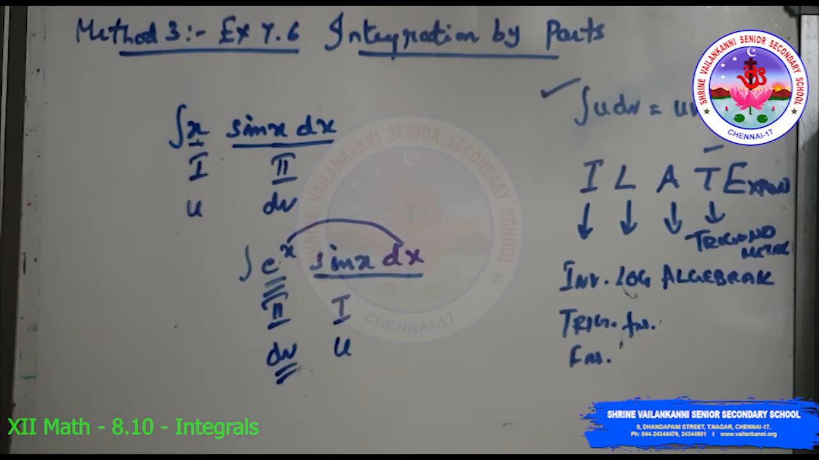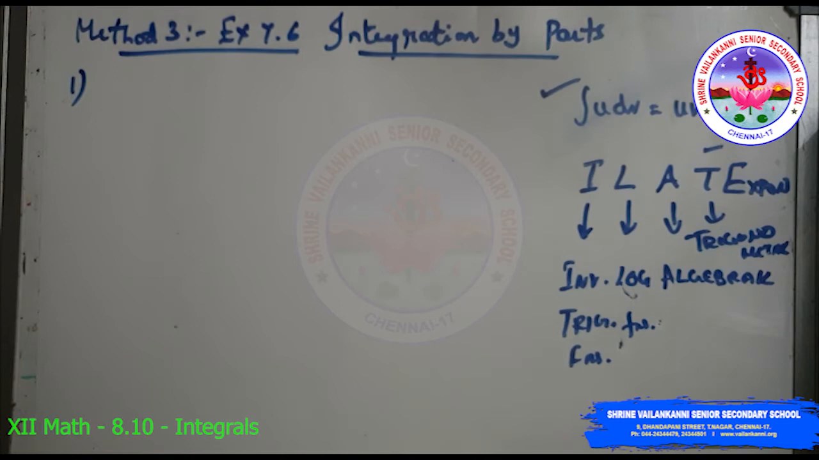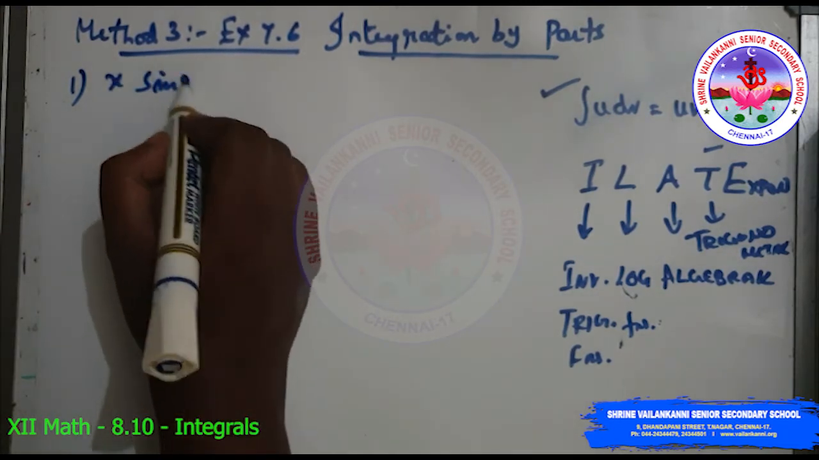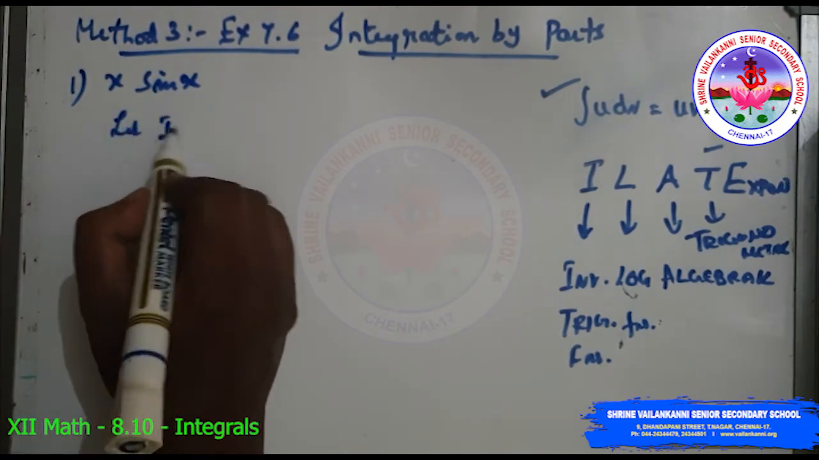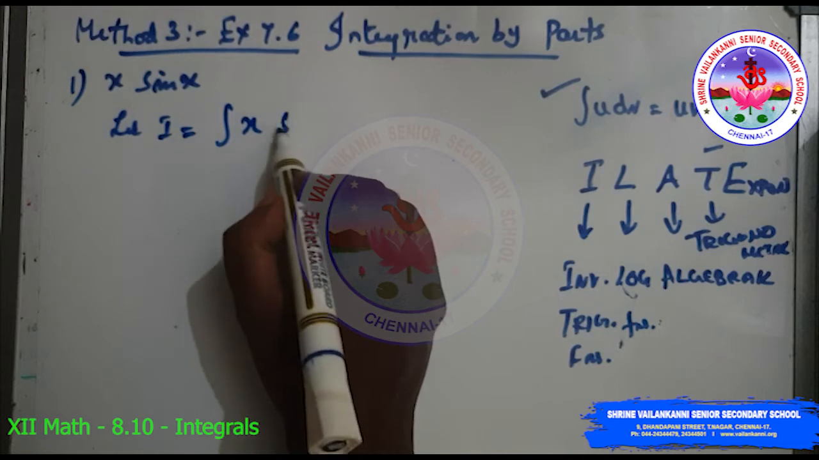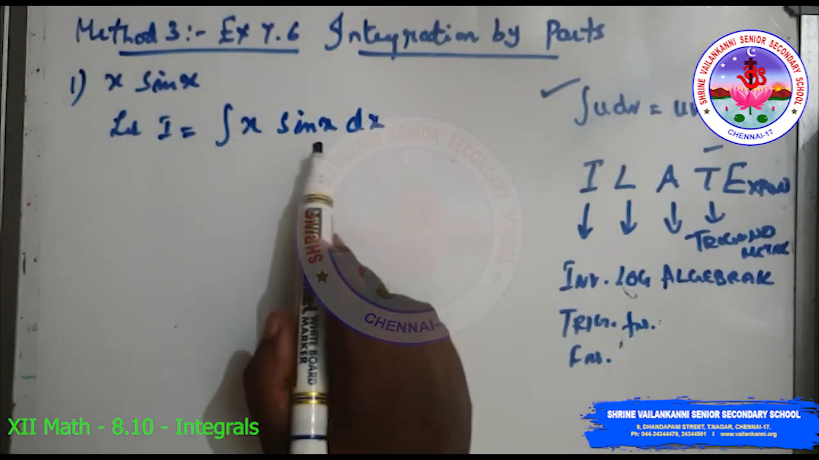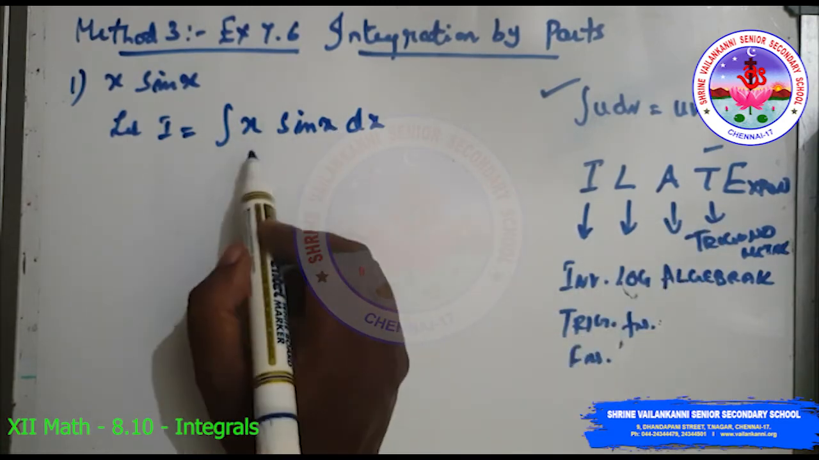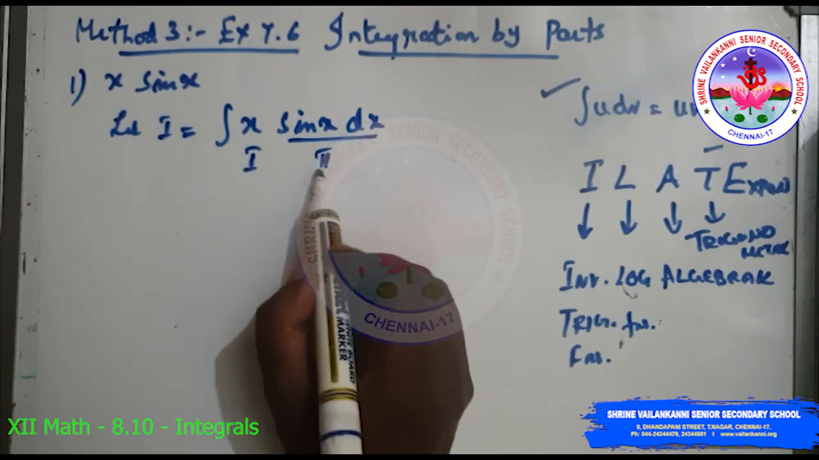Now let's see exercise 7.6, integration by parts. First question, integrate the function x sin x. So let I equal integral of x into sin x dx. x is an algebraic function and sin x is a trigonometric function. So I am dividing this into two parts. First part is x and second part is sin x dx.